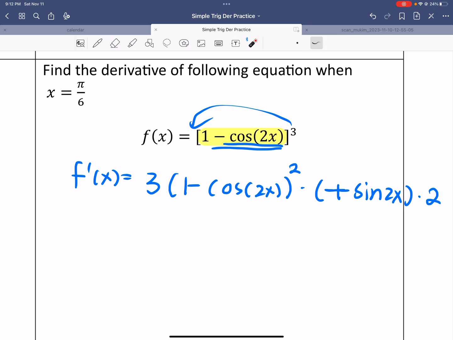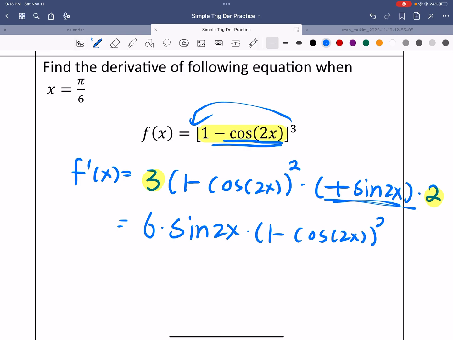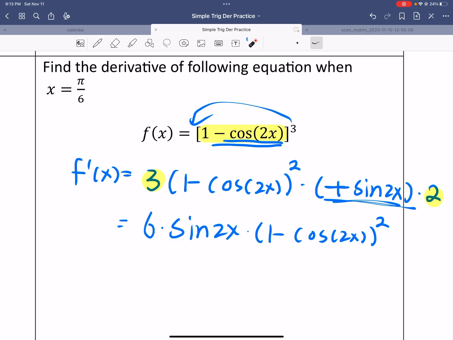Do you see this one is a chain of chain? So keep that in mind. That's what you're going to do. So if you simplify this one, no, I don't want to simplify. So it's going to be 3 times 2, so it's going to be 6 times sine 2x times 1 minus cosine 2x squared. All right, that's it. So the only thing that you really have to do now is plug in pi over 6 here, and you know what you have to do because we did it so far. And then after you simplify this one, you square it and then multiply with this 2. That will give you the answer.